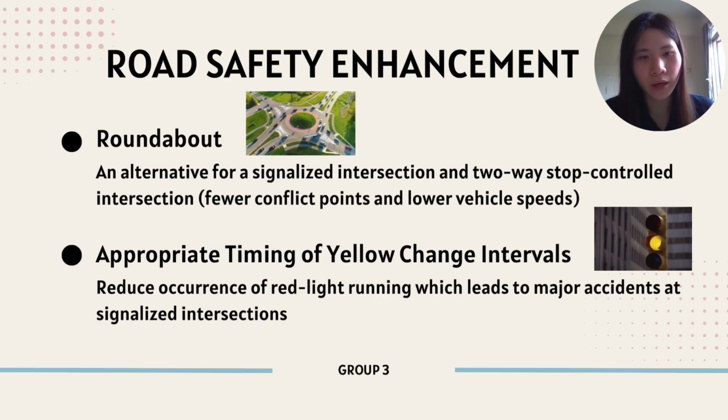Besides speed humps, other smart street designs such as roundabouts can replace signalized and two-way stop control intersections, where the circulating flow produces fewer conflict points and lower vehicle speed. Next, a short yellow light display duration causes accidental red light running, while a long duration causes intentional red light running. Hence, the appropriate timing of yellow change intervals is important to reduce the occurrence of red light running, which leads to major accidents at signalized intersections.